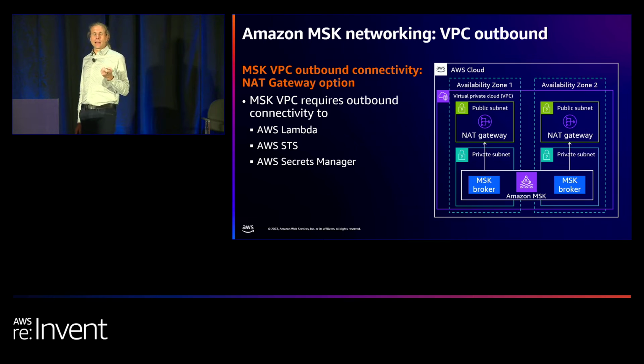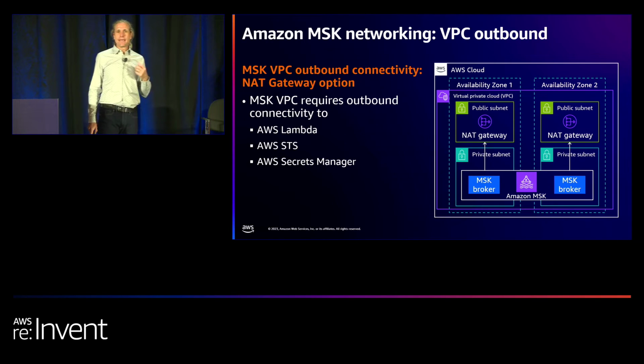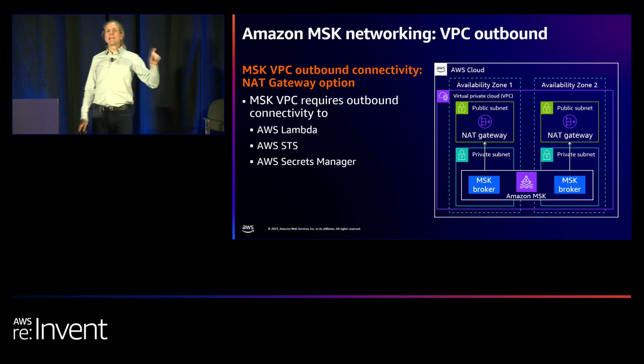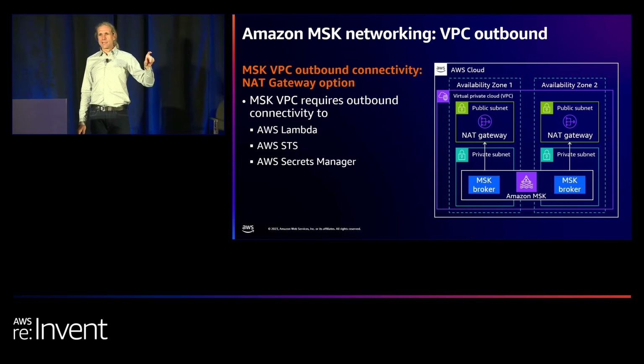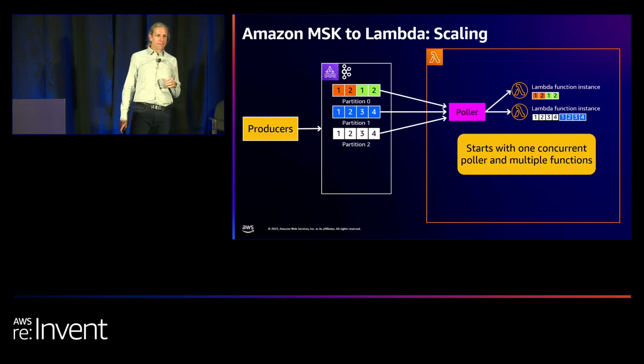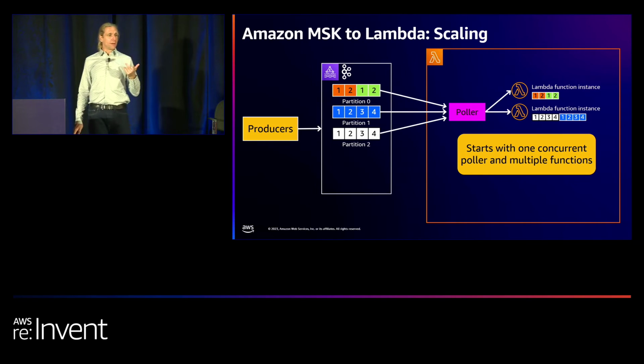And interestingly, when you actually do configure the event source mapping, if there is an issue being able to connect to Lambda, STS, and Secrets Manager, it's going to tell you in that configuration, I've got a network issue, I can't connect to that, and then you'll know to go and create a NAT gateway or the VPC endpoint. So now, how Lambda scales when consuming from Kafka.